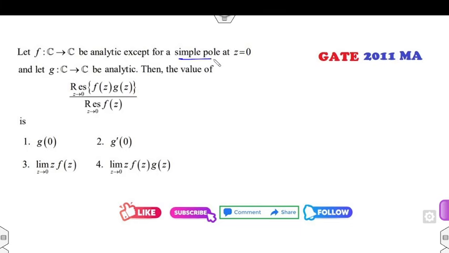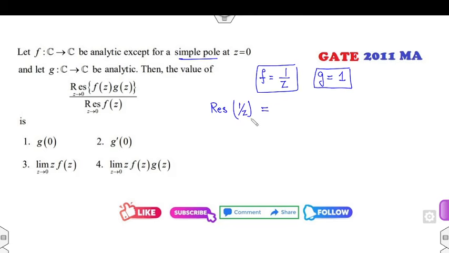F is an analytic function with a simple pole at z is equal to 0. So this is my f of z. G is my analytic function. You can choose any analytic function. Let's say g is equal to 1. Then what is the residue of f into z? Fine. Can you find the residue of this? It's a simple pole. So that means limit z approaches 0, g over derivative of this function, that is 1. Denominator is residue of f of z. Again, this is same. So if you substitute this value, it is 1.